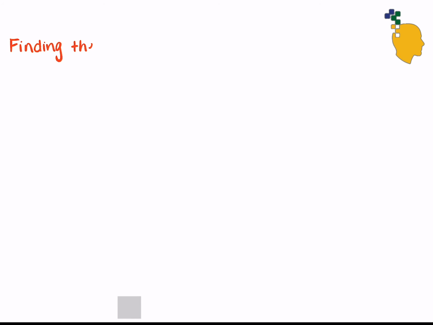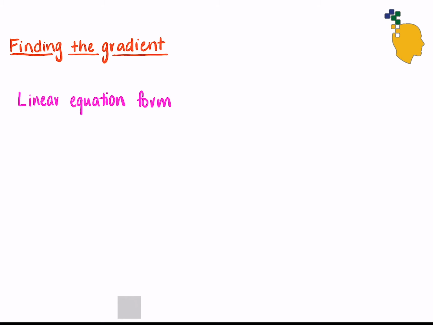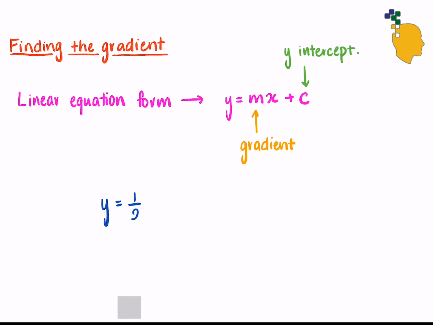Hey guys, so today we're going to learn how to find the gradient. So the formula for a linear equation is y equals mx plus c. The m stands for gradient and the c stands for the y-intercept. For example, y equals 1 over 2x plus 3.